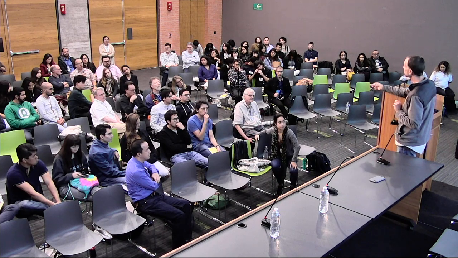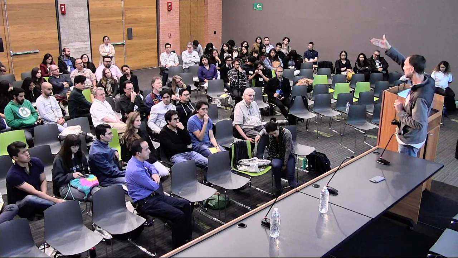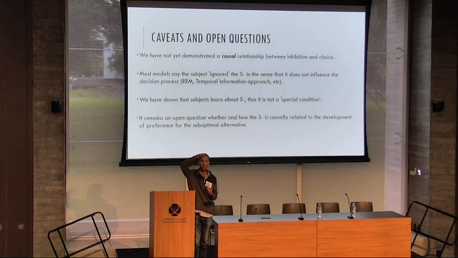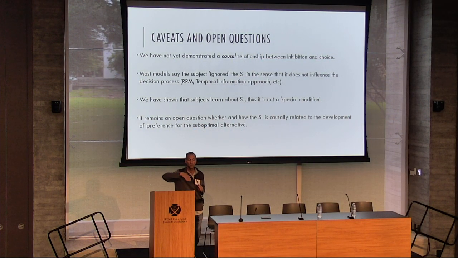Yeah, there were different rates at which the pigeons acquired suboptimality. The ones that had already acquired suboptimality by 15 sessions were the ones showing inhibition on the compound, the summation test. Whereas the ones that hadn't developed suboptimality yet were not showing inhibition on those tests. All right. Thank you.